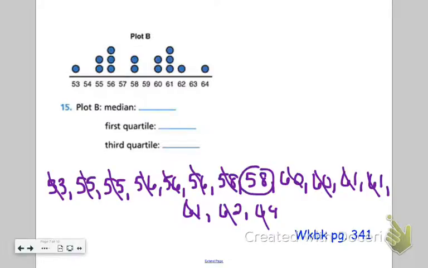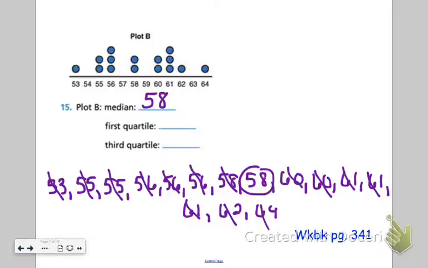So it looks like I must have had an odd set of numbers. 1, 2, 3, 4, 5, 6, 7, 8, 9, 10, 11, 12, 13, 14, 15. Yep, an odd set of numbers. So I have one number in the middle, and that is my 58. Now I'm going to figure out what my lower half is and what my upper half is, because in order to get the first quartile and the third quartile, I need to know the median of the upper and lower half.